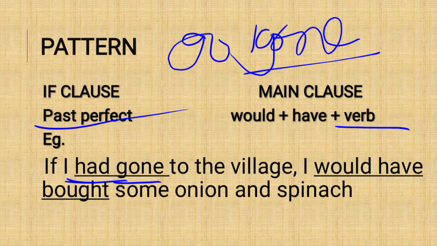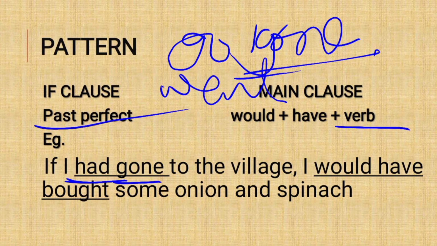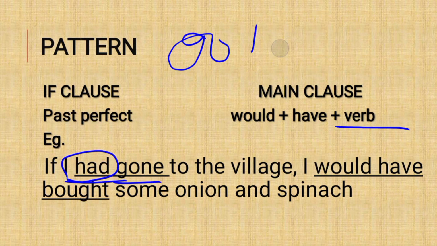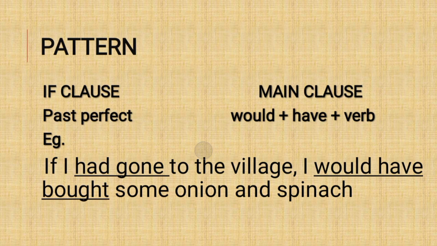But if it was in the past, you don't say I gone. You say I went. So go, gone, went. Now, for past perfect, we simply get the past participle and put had, and we form the past perfect tense. So if I had gone to the village, now what does the pattern say in the main clause?